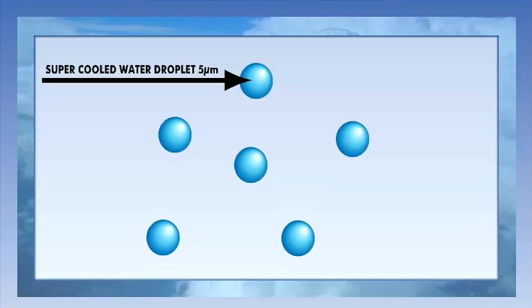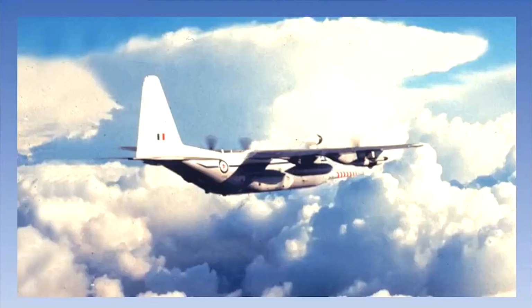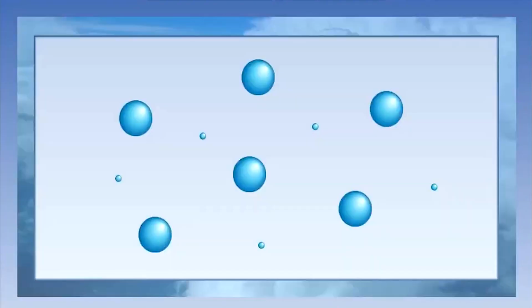Supercooled water droplets can exist in the atmosphere at temperatures as low as -40 degrees Celsius. However, there is one very large surface which, when presented to the supercooled water droplets, will cause them to freeze. An aircraft. But firstly, let's understand these supercooled water droplets in a little more detail.